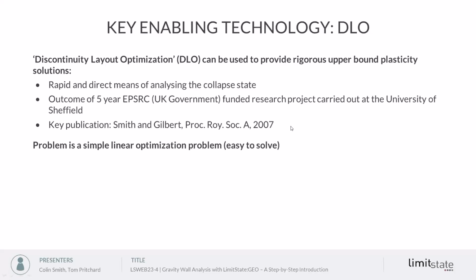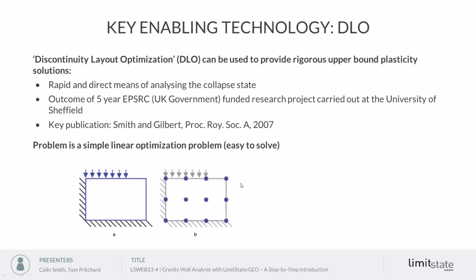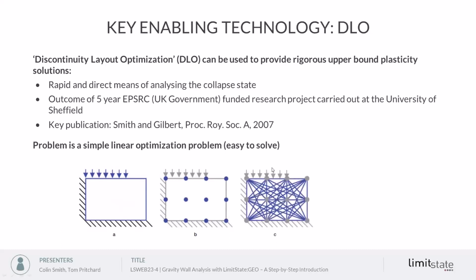We can describe the process pretty straightforwardly. First of all, we have a problem domain, which here is a rectangular block of soil with a surface load and supports to the left and the base. Instead of discretizing it into elements, we populate the domain with nodes. So here we've got a 4x3, 12 nodes. We connect every node to every other node with a potential slip line. So that's 12 times 11 over 2, 66 possible lines.